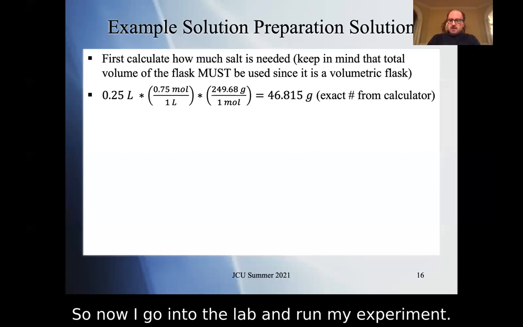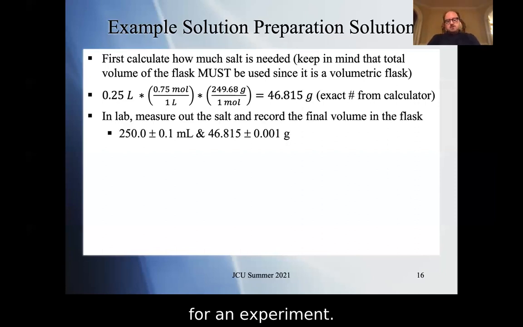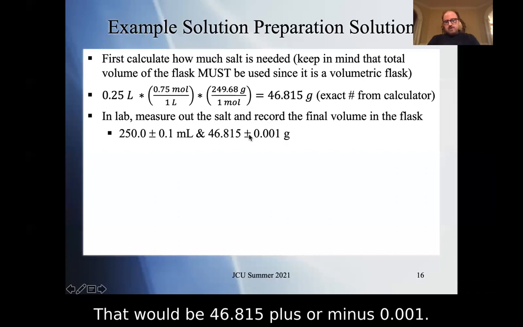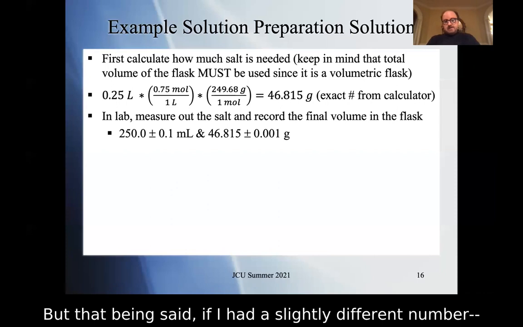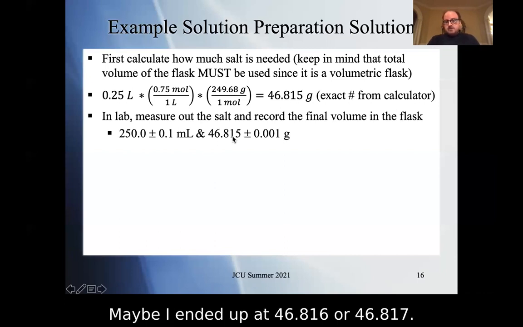So now I go into the lab and run my experiment. Or in this case, I make my solution rather for an experiment. So I go in and I measure out the salt. That would be 46.815 plus or minus 0.001. Right, now for the sake of this calculation, I'm using the exact number. But that being said, if I had a slightly different number, for example, maybe I couldn't get to exactly 46.815, maybe I ended up at 46.816 or 817.